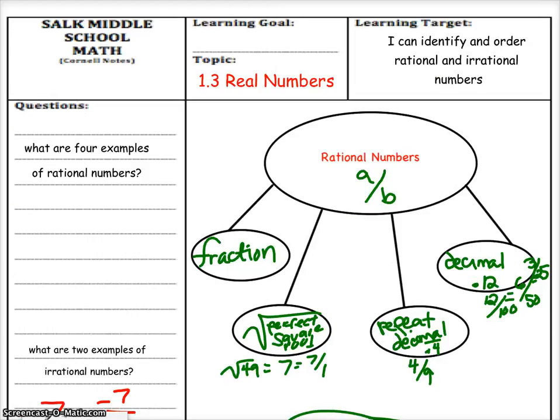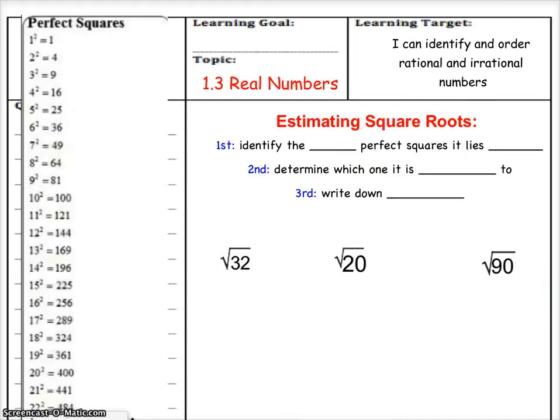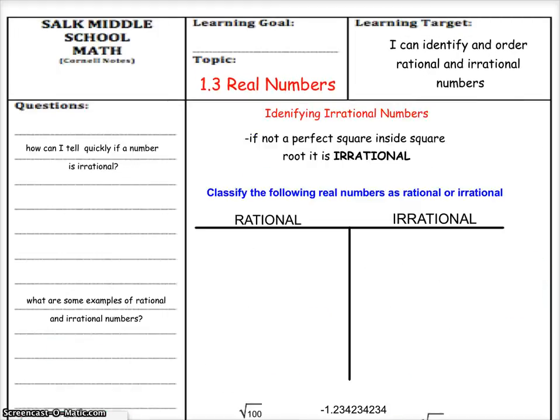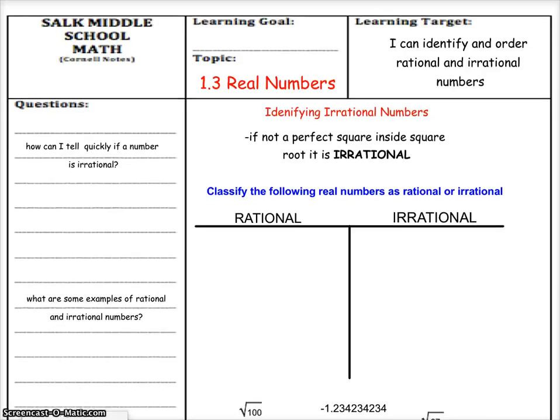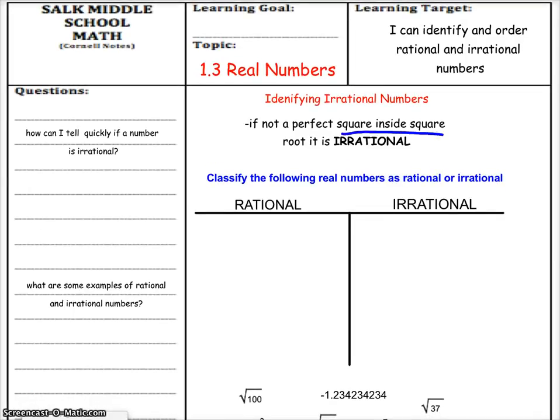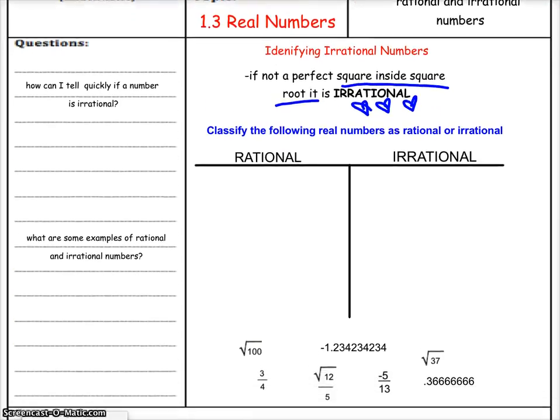Okay, now that we know what rational and irrational is, let's go back and apply it right here. Identifying rational and irrational. You might want your web today to help you decide. What I'm typically going to say aloud in my brain is, can I make it a fraction or is it a perfect square root? Those are the two things I tend to ask myself. If it's not a perfect square inside the square root, it is irrational. Remember that.